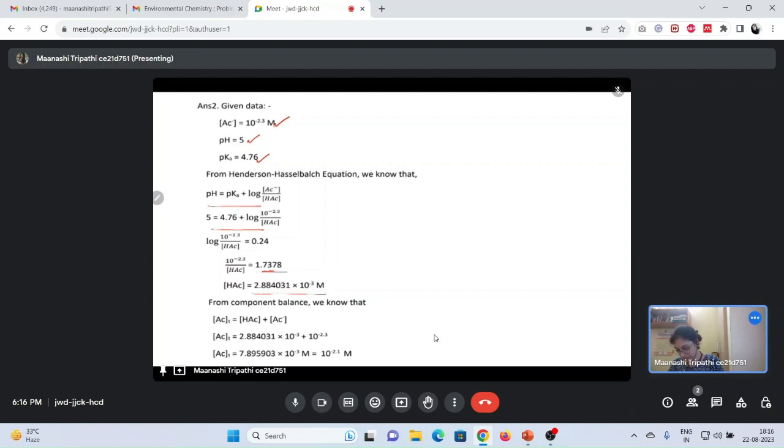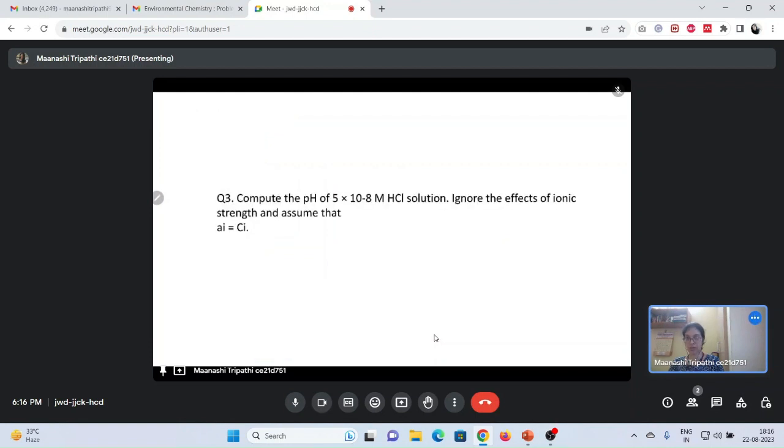So what is HAc? Then we are doing the component balance because we want the total. The question is asking about the total, not HAc. So by adding this, we will end up here. Then by using a calculator, you can get these values. With a scientific calculator, there won't be any problem in getting these values. Okay. We'll move toward the next question.